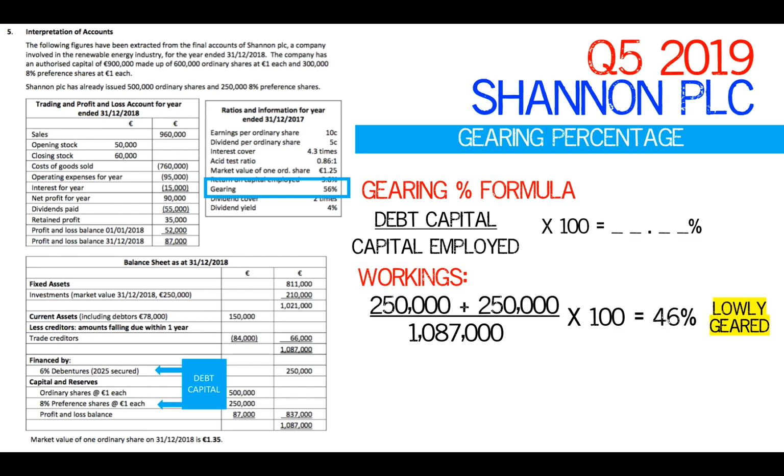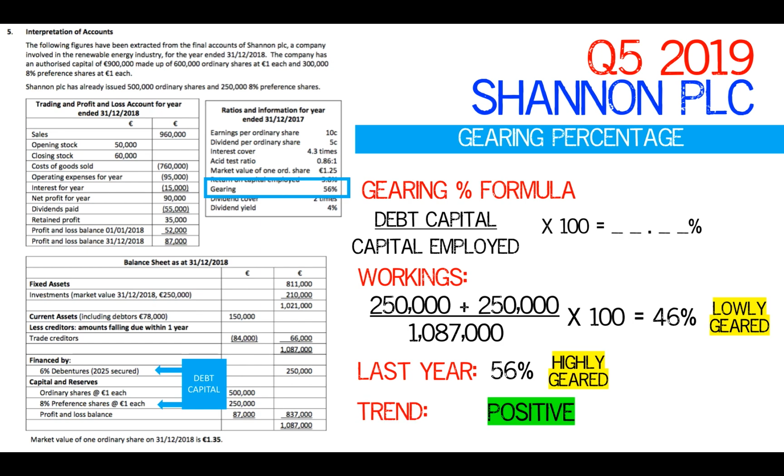Okay, so 46% is lowly geared, which is what we want, because when we're lowly geared, it means that we have more profits to be able to keep in the business instead of paying loads of interest charges. So last year, the gearing there was 56%. So that was a highly geared position. So overall there, that is a positive trend.